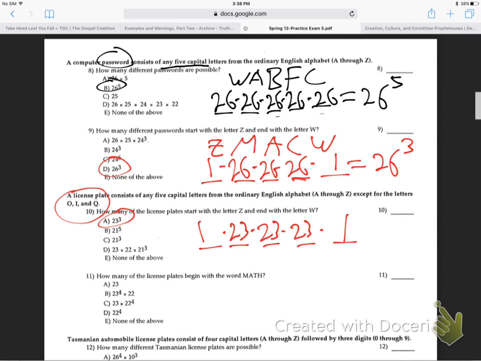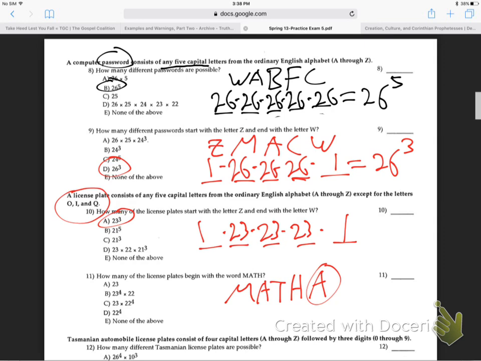Number 11, how many license plates begin with the word math? So you could go like math A, or math B, or math C, or math D, or math E. How many options begin with that? It's all about the letter you put at the back, huh? Let's just be real about it for a second. How many different license plates are possible? If you got to start with the word math, there's only 1 more letter to go. There's 5 letters, so 1 letter at the back. So how many different options for what goes back there?